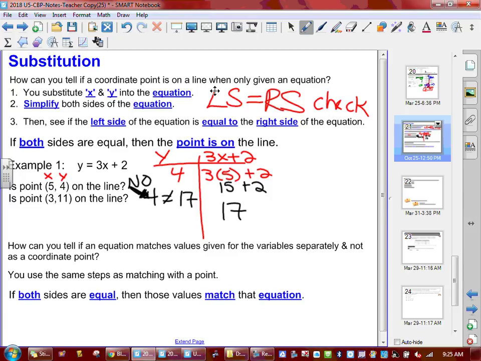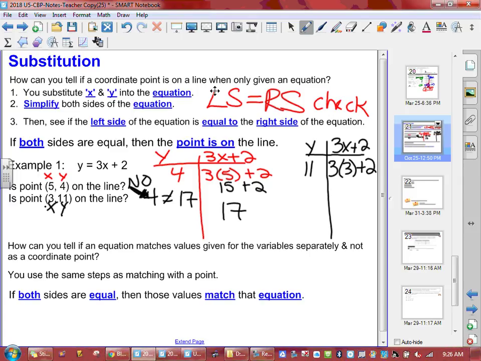Now we do another T-chart on 3 and 11. So now I'm going to come over here, make another T-chart. I got y and 3x plus 2. So now it says my y number is 11. My x number is 3. So 3 times 3 plus 2. How big is 3 times 3? 9. What's 9 plus 2? 11. Does the left side equal the right side?